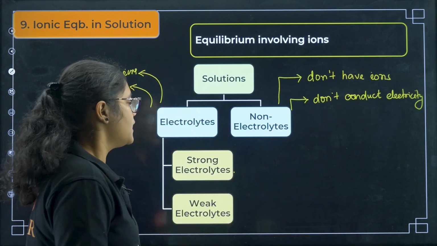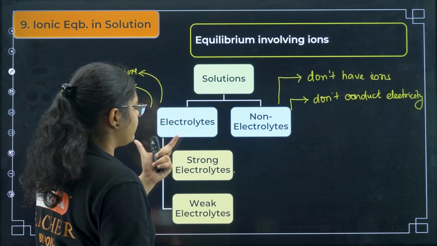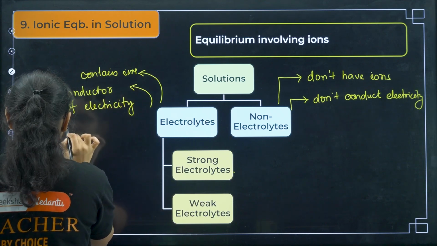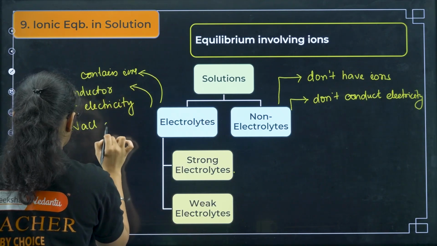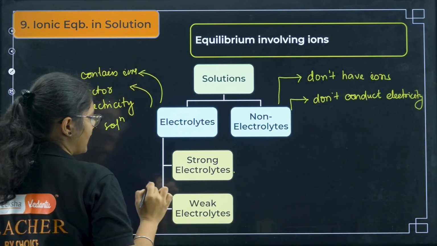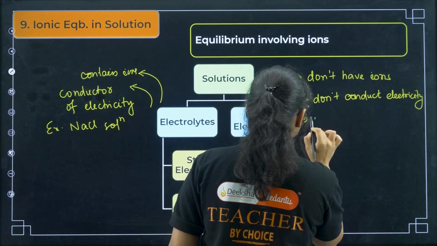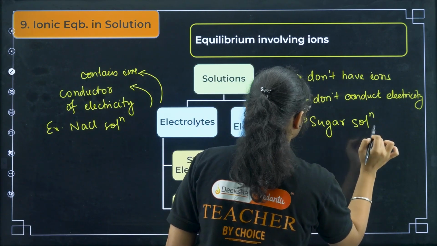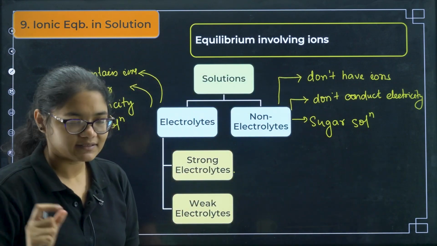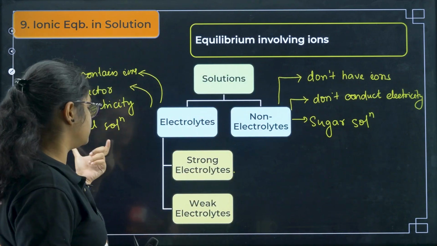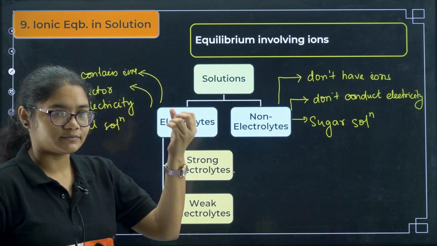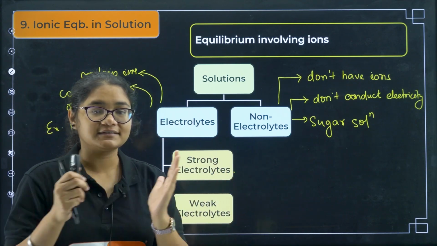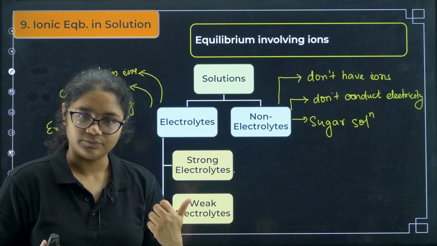This is clear. Now, an example of an electrolyte is NaCl solution, and a non-electrolyte is sugar solution. Sugar solution cannot conduct electricity because it doesn't have ions, whereas NaCl solution can conduct electricity because when you put NaCl in water, it gets dissociated to give you Na+ and Cl- ions.